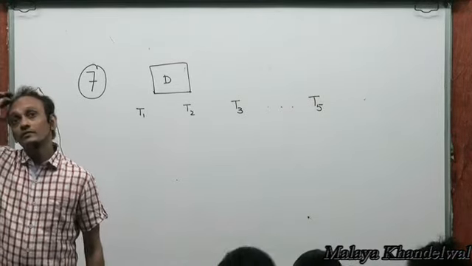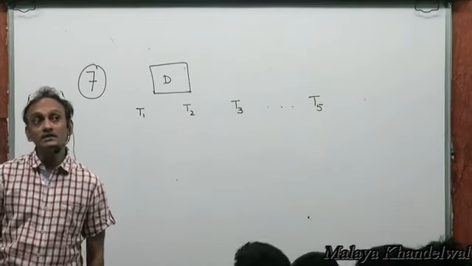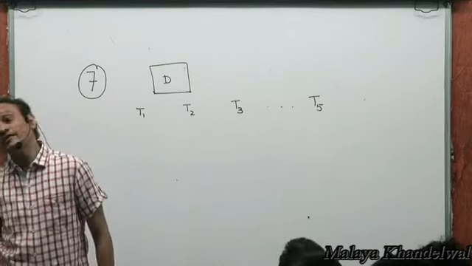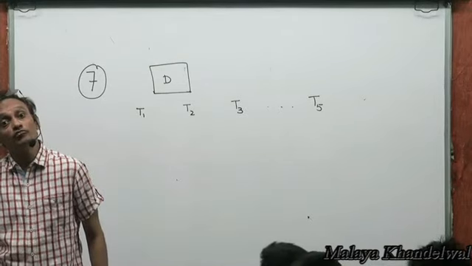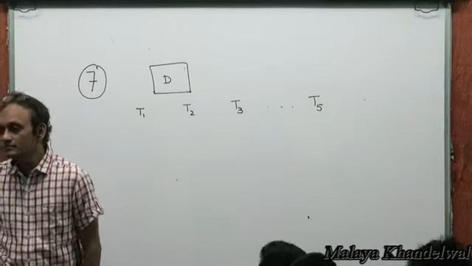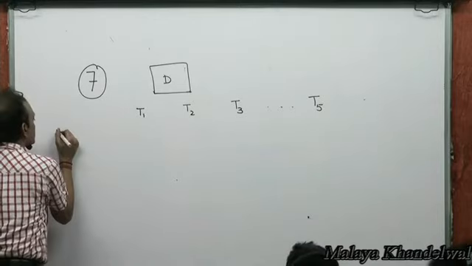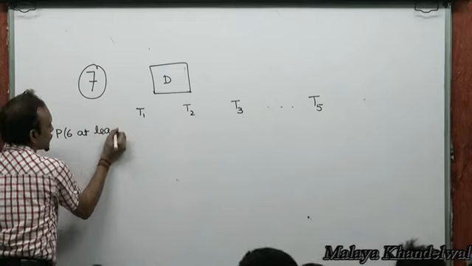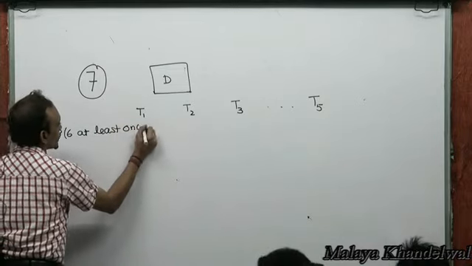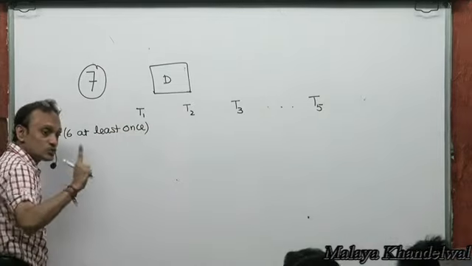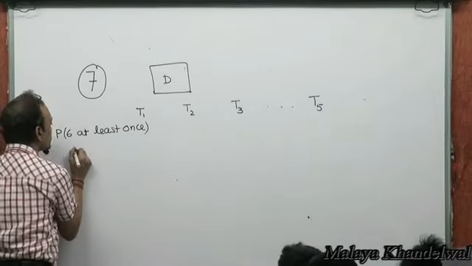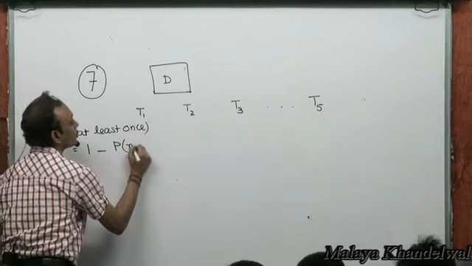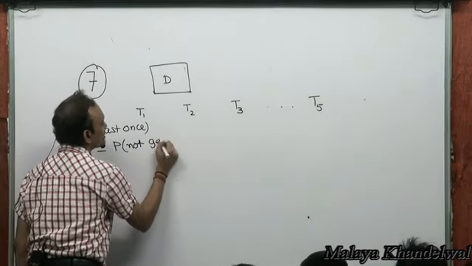Can I say it will be the same as 1 minus the probability of not getting 6 even once? Probability of getting 6 at least once in these 5 trials, can I say it would be 1 minus the probability of not getting 6 even once?